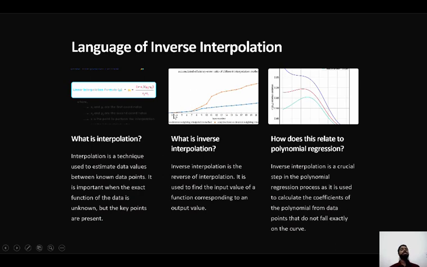Here there is a formula, the linear interpolation formula. y equals y1 plus (x minus x1) into (y2 minus y1) whole divided by (x2 minus x1), where x1 and y1 are the first coordinates, x2 and y2 are the second coordinates, and x is the point at which to perform the interpolation. Then, what is inverse interpolation? Inverse interpolation is the reverse, in which you find the input value of the function corresponding to a given output value. Here, we are finding the input value with respect to the output value.